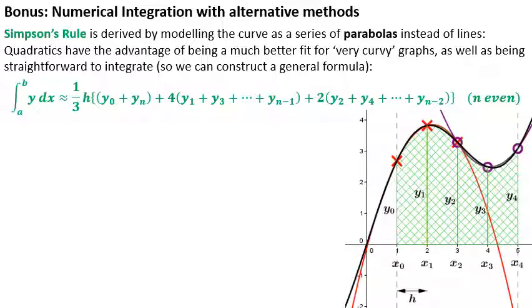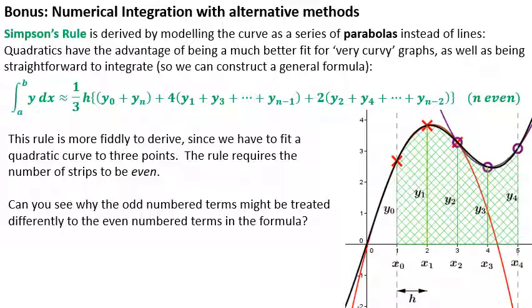I'm not going to explain why ones are 2 and ones are 4 at this point. You need to go into the derivation in a bit more detail. But hopefully you can see why the odd number terms and the even number terms might need to be treated differently. Some of them, a little bit like with the trapezium heights, some of them are part of 2 parabolas and some of them are only part of 1 parabola.